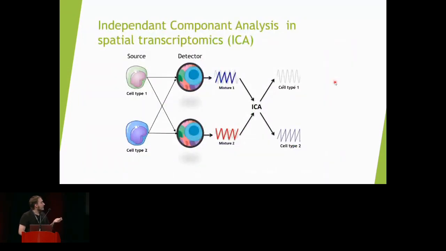So how are we going to use this independent component analysis on our spatial transcriptomic dataset? We consider that the cell types are the source of our signal, where each of the spot transcripts is going to be our detector, where you will find a mixture of the signal of each of the cells within it. And by using ICA, we'll be able to detect the specific signal of each cell within our sample.